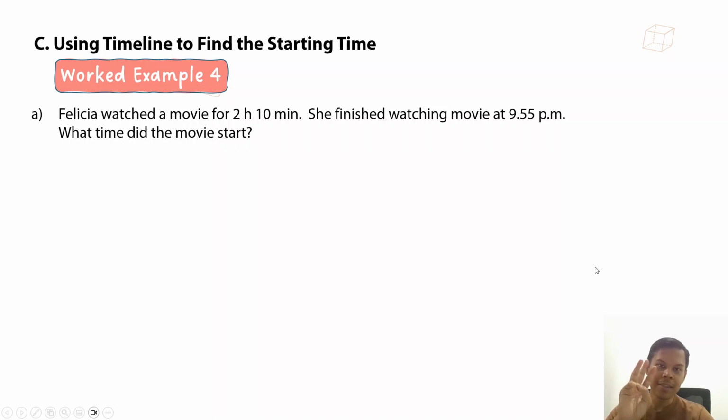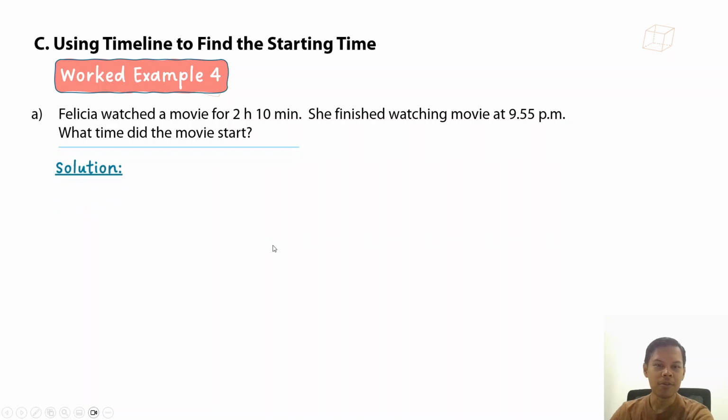Okay, so here's the third part for the duration. Okay, we are going to use the timeline to find the starting point because we are given the duration, we were given the finishing time. We just need to find the starting time. All right, here's the example. Felicia watched a movie for 2 hours 10 minutes. She finished watching movie at 9:55 p.m. The question asks, what time did the movie start?